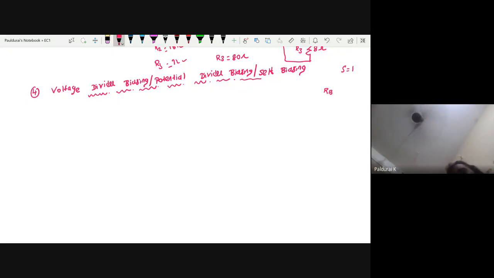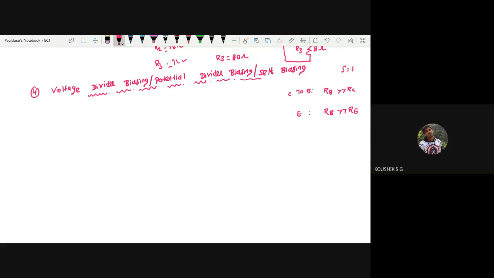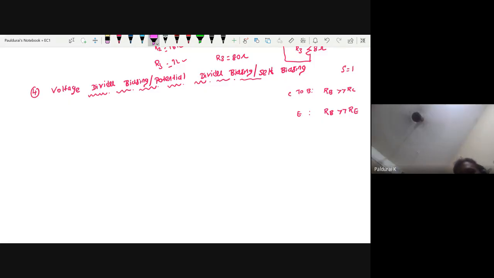In collector to base bias, RB is very much greater than RC. And in emitter bias, RB is very much greater than RE. So in both, who is giving the headache? RB, yeah, RB. So is it possible to remove RB in a transistor? That is never possible. But we can modify it, right?